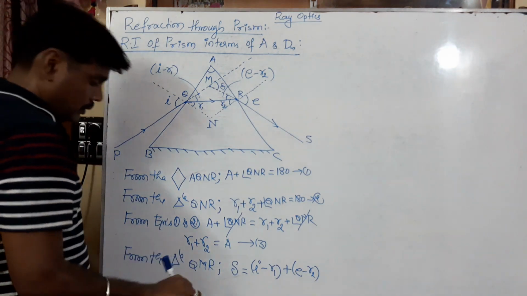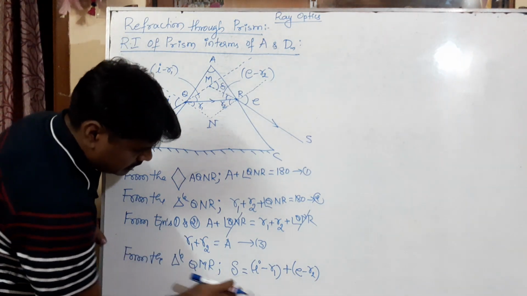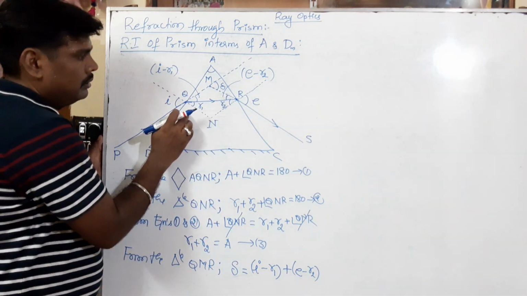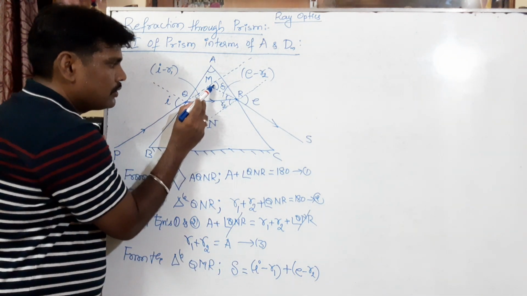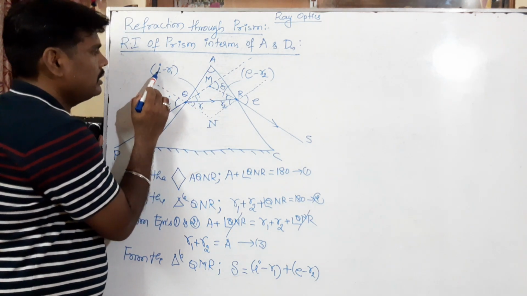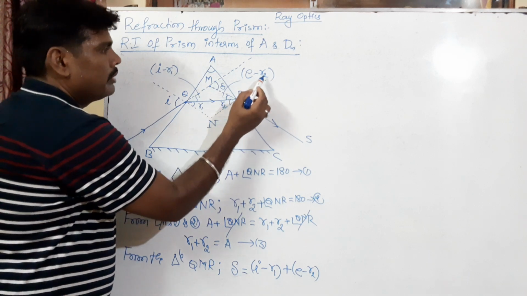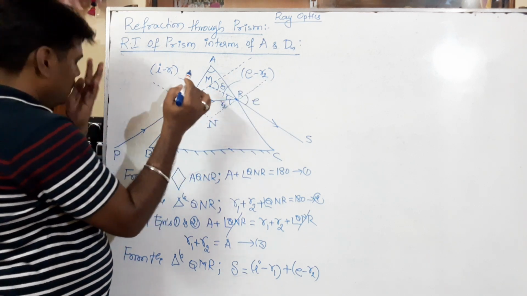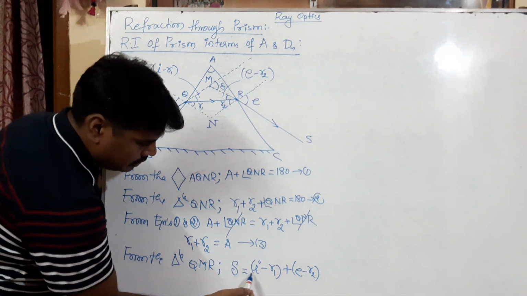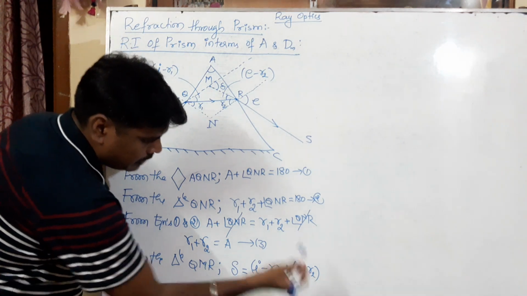Again I want to tell this condition. This is a very important condition. If I take any triangle, the exterior angle is always equal to the sum of two opposite interior angles. So the interior angles are I minus R1 and E minus R2. In this triangle, the exterior angle is delta. So delta is equal to I minus R1 plus E minus R2.